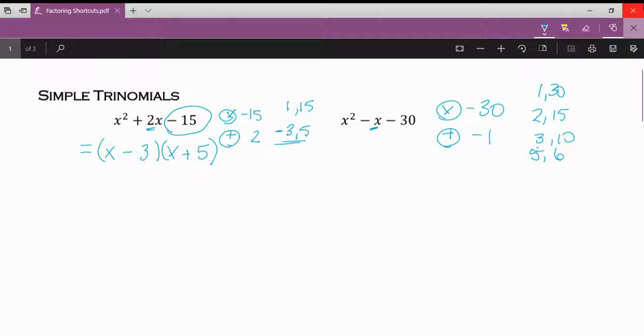Now, if we're looking for numbers that add to negative 1, obviously the first three sets aren't going to work. But 5 and 6 have a difference of 1. Because it has to add to a negative number, our bigger number is going to be the one that's negative. So you can do a double check. 5 times negative 6 is negative 30. 5 plus negative 6 is negative 1. And these are the numbers that are going to go into our brackets. So x plus 5 times x minus 1. And that's our equation in factored form.